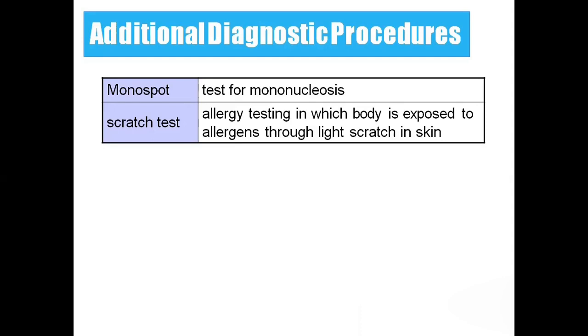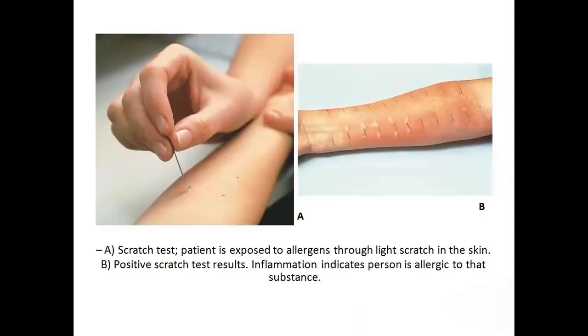And a scratch test. For example, if you want to find out whether we are allergic to any products, how they test is, they take a needle and with the needle they inject that substance, and they see whether the person gets any allergy or not, which we call the scratch test. Like this, they inject the allergens with the needle, and this is a positive scratch test. So the person has an allergy to that particular substance. That's how he got inflammation.